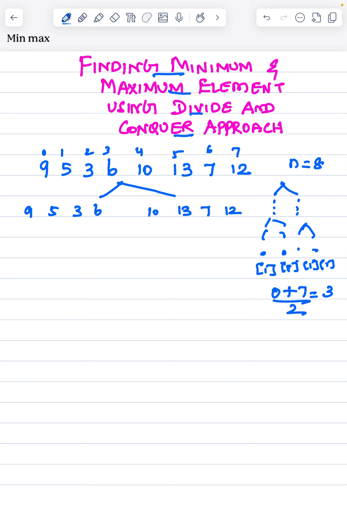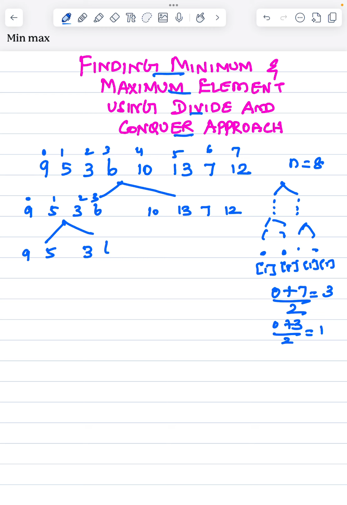So what is the next step? Again you have to divide this left sub half, then move on to the right sub half. So this is 0, 1, 2, 3. And then again you have to find the median. The lower bound is 0 and the upper bound is 3. 0 plus 3 divided by 2 becomes 1. So 9, 5 and 3, 6.